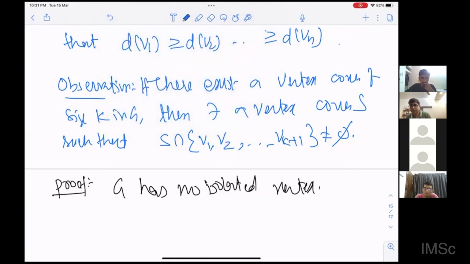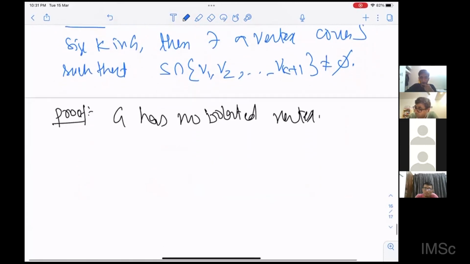Anybody? Sir, actually, if we name this set as S_{k+1}, then if we look at the neighbors of S_{k+1}, that should be a subset of S, and so the size of the neighborhood of S_{k+1} will be bounded by k. Wait, what were you saying? What is your proof strategy, Soman?